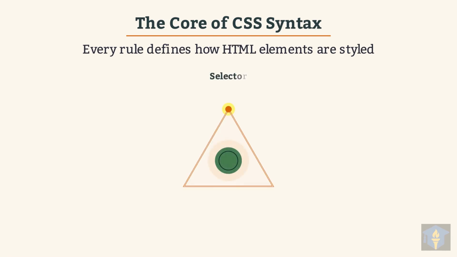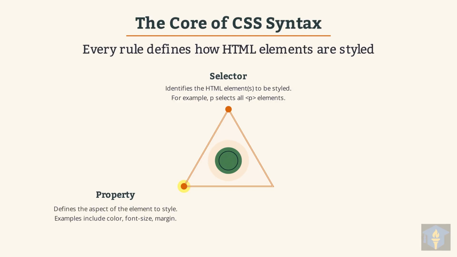First, we have the selector, which is crucial for targeting the right elements. A selector identifies the specific HTML elements you want to style. For instance, P targets all paragraph elements. Next, we define the property, which describes what aspect of the element we want to change. Properties define aspects like color, font size, or margin, allowing us to customize various visual attributes.